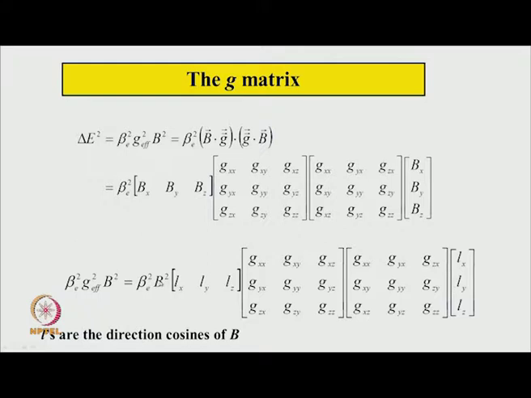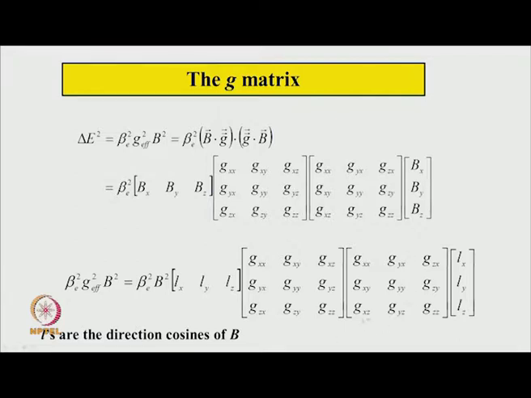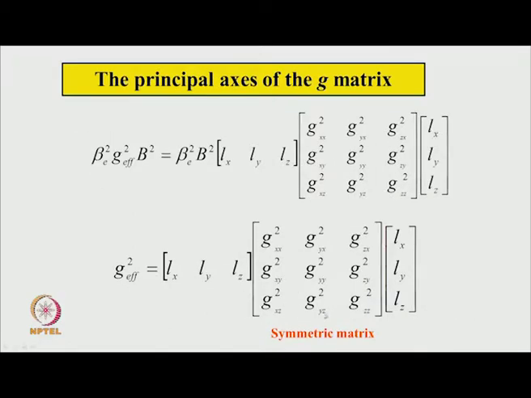So, then B square comes out, and this quantity G effective square is actually this, which is written here. G effective square is given by the direction cosines of the magnetic field and the square of this G matrix. The square matrix is defined by taking the product of these. Now, if you see, this matrix is the transpose of this matrix. So, no matter whether G is symmetric or not, this will always be a symmetric matrix. That is very important.